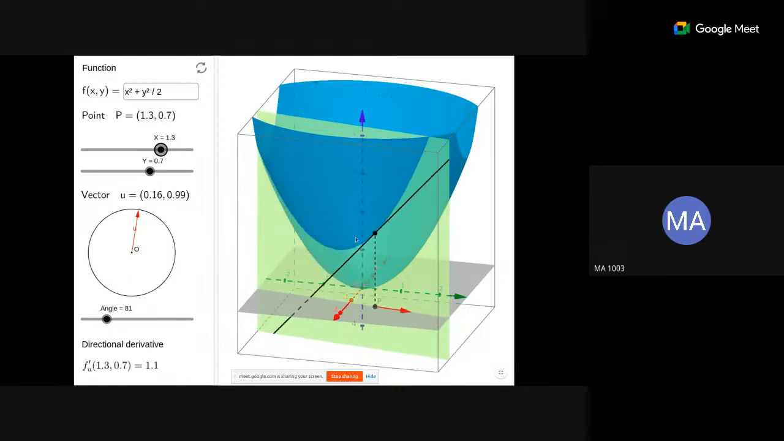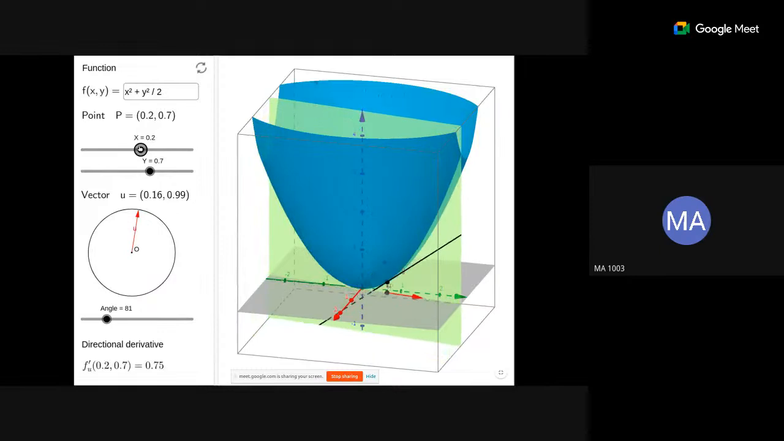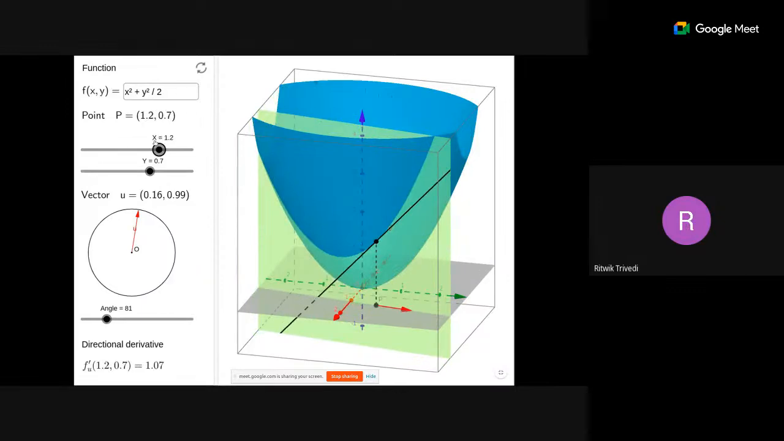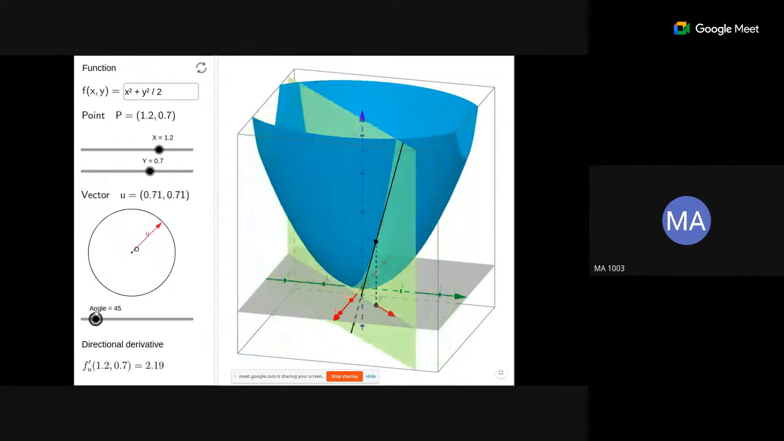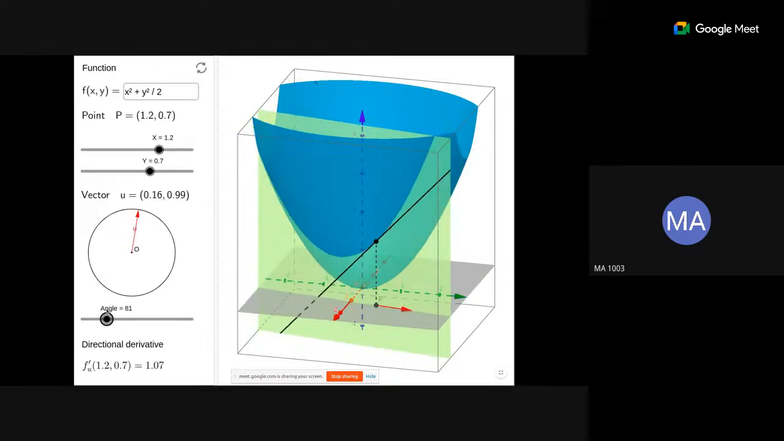You see where the tangent is cutting the plane, then you can see this angle is changing. If I move along the x-axis, see, the angle is changing. The angle is reducing now. Yes, sir, now I can see. And if I change the vector, then obviously the plane will move, so obviously the tangent will too.